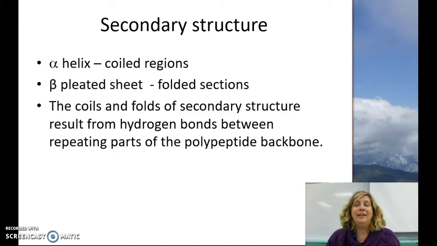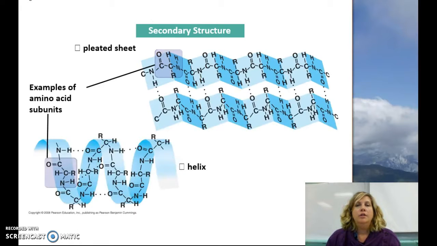The second type of secondary structure are beta-pleated sheets. So beta-pleated sheets are folded sections that go back and forth, looking like a paper accordion. Coils and folds of secondary structure result from the hydrogen bonds between repeating parts of the polypeptide backbone. So here is a diagram of secondary structure. So you see the pleated sheet.